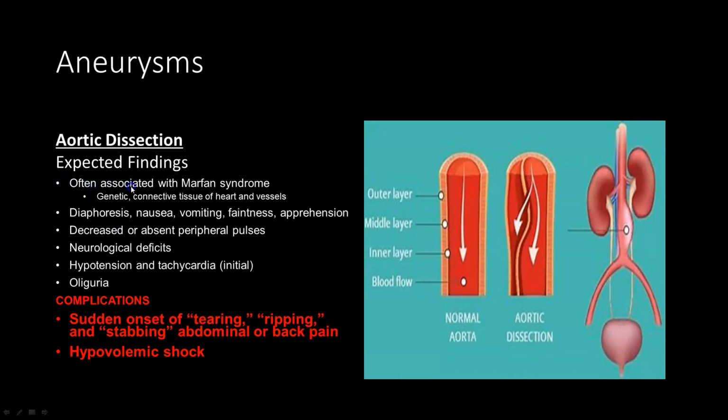So this is often associated with genetics, Marfan syndrome. I don't expect you to know that. It's genetics. They're going to have activation of the sympathetic nervous system, because basically they're going into shock. They're going to have a decrease in their pulses. They're going to have changes in LOC, signs and symptoms of shock. And of course, obviously, oliguria.